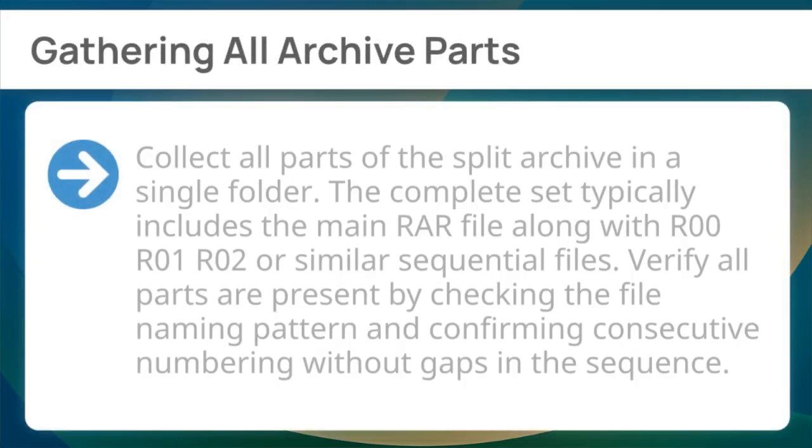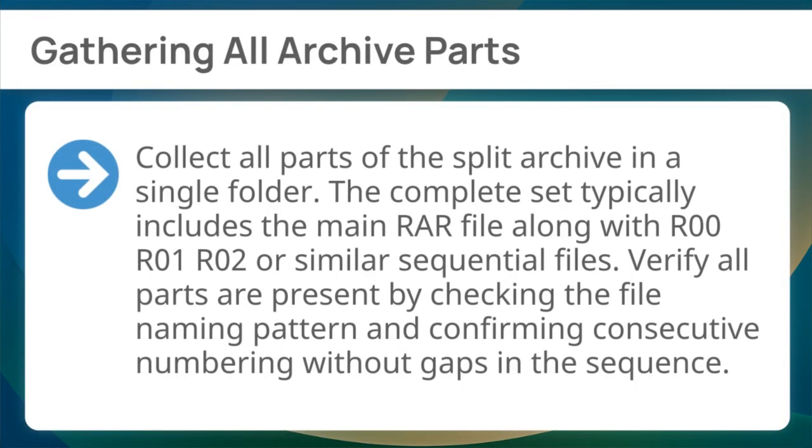First, gathering all archive parts. Collect all parts of the split archive in a single folder. The complete set typically includes the main RAR file along with R00, R01, R02, or similar sequential files. Verify all parts are present by checking the file naming pattern and confirming consecutive numbering without gaps in the sequence.